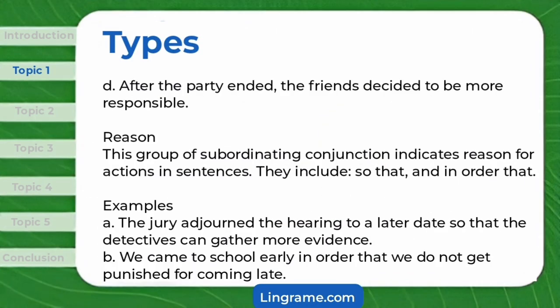After the party ended, the friends decided to be more responsible. Reason. This group of subordinating conjunctions indicates reason for actions in sentences. They include, so that, and in order that. Examples. The jury adjourned the hearing to a later date so that the detectives can gather more evidence. We came to school early in order that we do not get punished for coming late.